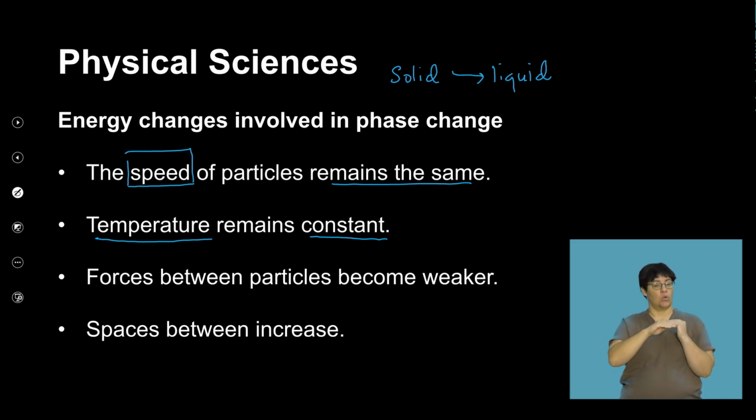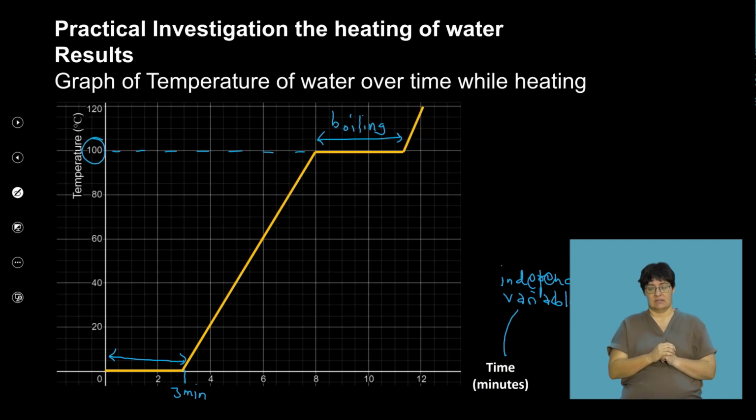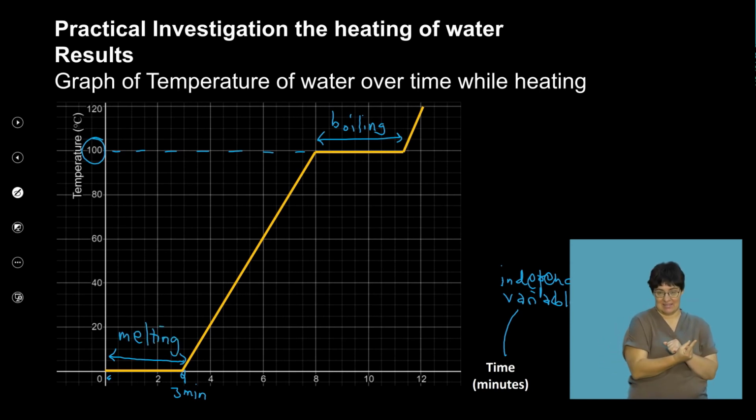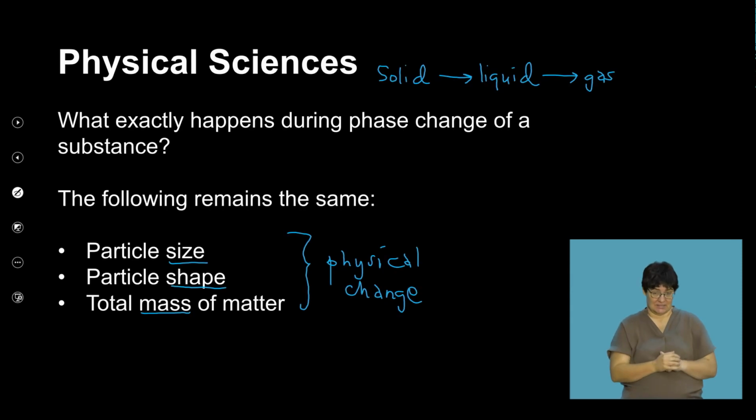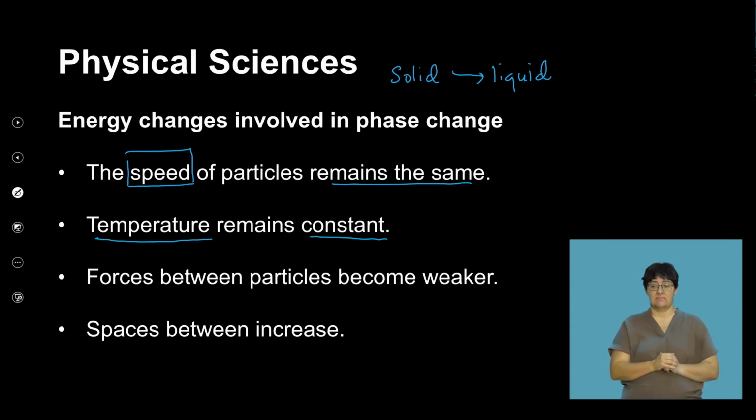So if I can quickly go back to the graph, you see within the first 3 minutes, what is happening? Temperature remains the same. That was the melting that was taking place. And you see that this occurred at a temperature of 0 degrees. So the temperature of this substance, which is water, did not change in the first 3 minutes, right? Okay, and we are also saying the forces between the particles become weaker, okay?